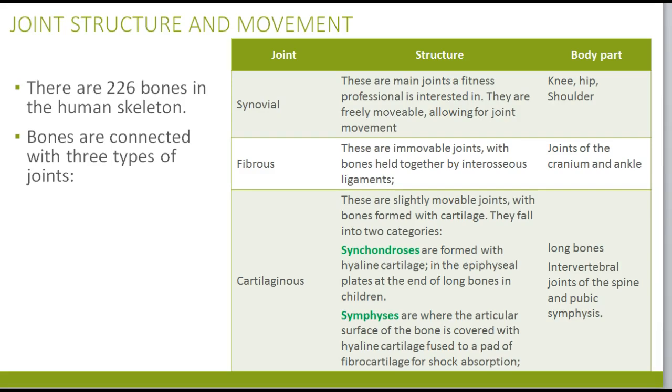Okay, so moving on to joint structure and movement. We've got 226 bones in the human skeleton, and the bones are all connected with 3 types of joints: synovial joints, fibrous joints, and cartilaginous joints. Looking at the top one here, our synovial joints are the ones that, as fitness professionals, we are very, very interested in because they move quite freely. We need to know how those joints work really well, be aware of their range of movement, and know what they can do and what they can't do. As we can see here, we've got knee, hip and shoulder, which are particularly our ball and socket joints.